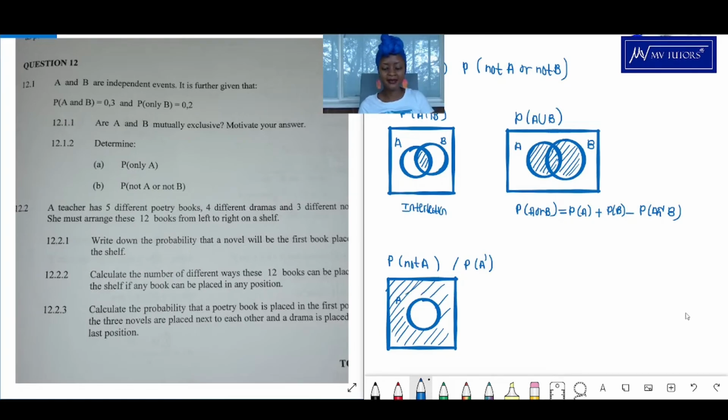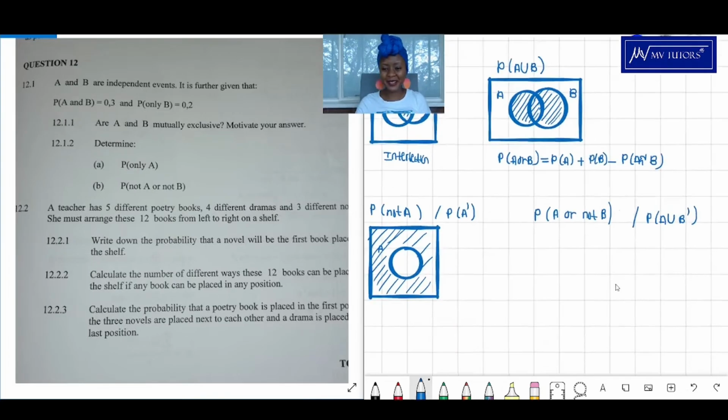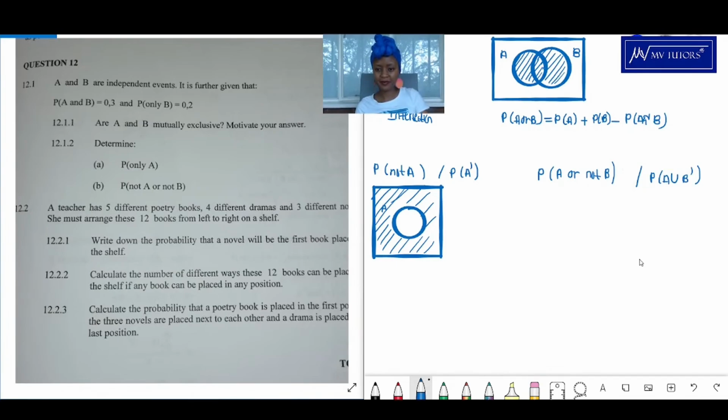And another scenario, if I said probability of A or not B. Basically another way to write it: probability of A or not B. Did I write it correctly? Here it gets a little bit tricky. So let me do it in steps. Let's just look at the probability of A alone.